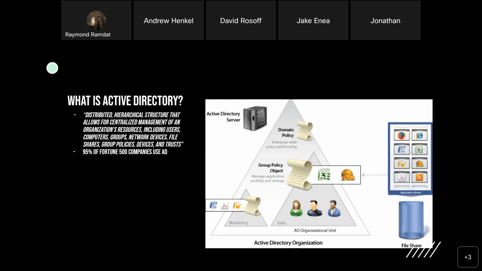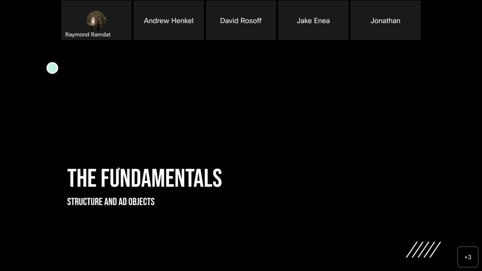Because of this, it becomes a primary target for attackers. And as security professionals, or even if you're not in security, it's important that you understand how Active Directory works. So we're going to start with the fundamentals. We're going to talk about the structure, and we're going to talk about what AD objects are. And these kind of make up the base of Active Directory.